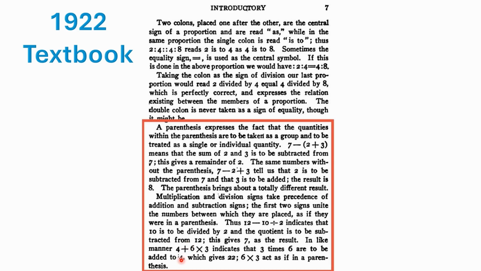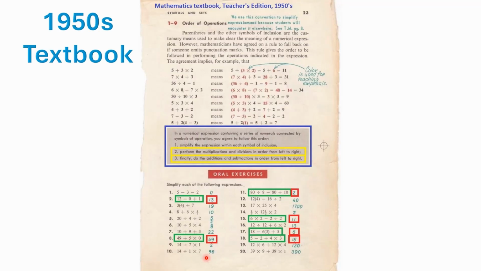Same thing here. They give an example, 4 plus 6 times 3. Well, it indicates that the 3 times 6 are to be added to 4. So you're doing the multiplication again first. I mean, they knew this stuff 100 years ago. I mean, this actually goes back to the 1600s or 1500s actually.